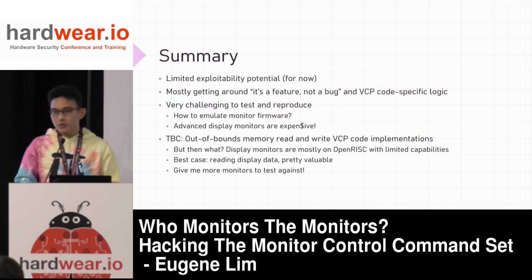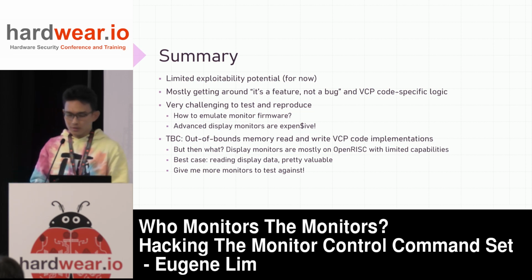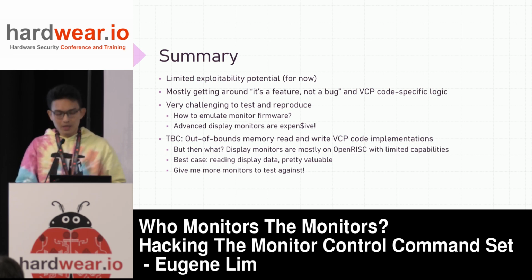So quick summary is that for the host-to-monitor exploitation scenario, there is still fairly limited exploitability potential for now. Mostly it's a feature, not a bug, right? Like, hey, you can turn on the webcam or you can turn on the microphone. Maybe that's not ideal. Maybe you don't expect your Zoom to be able to turn on your microphone without you knowing, but it can be argued that it's also a feature. And it's also very challenging to test and reproduce. So how do you emulate monitor firmware? And also trying to get advanced display monitors is expensive.